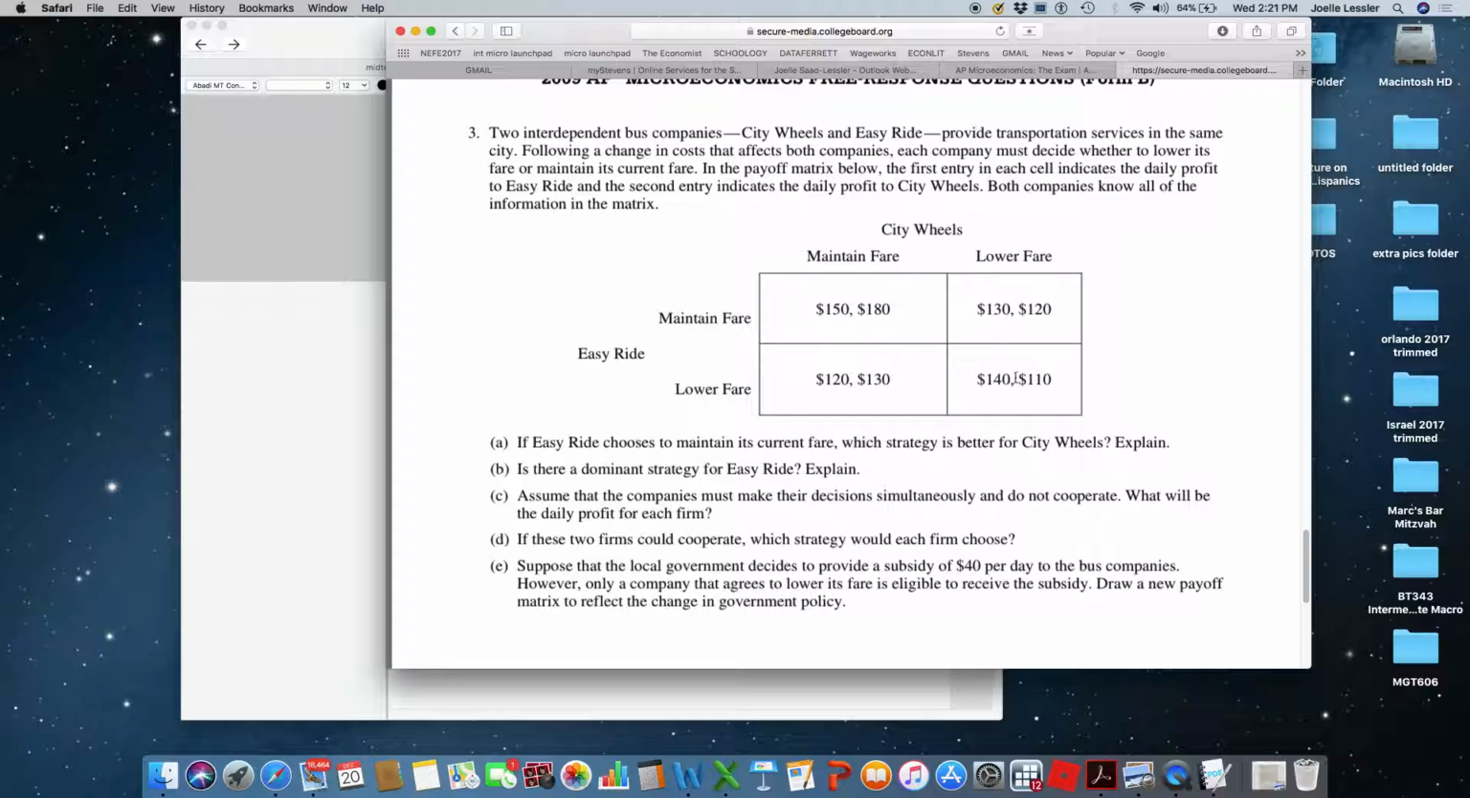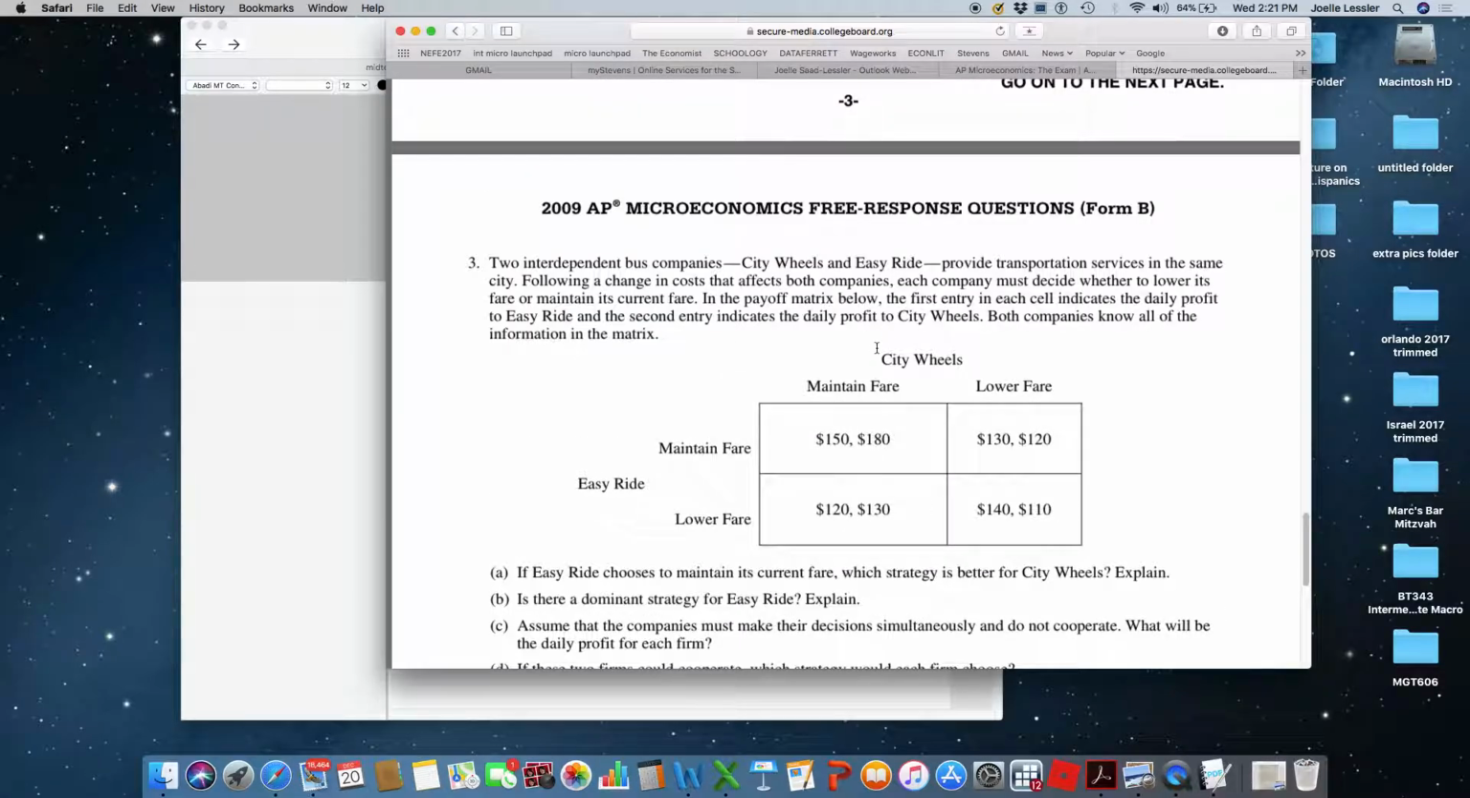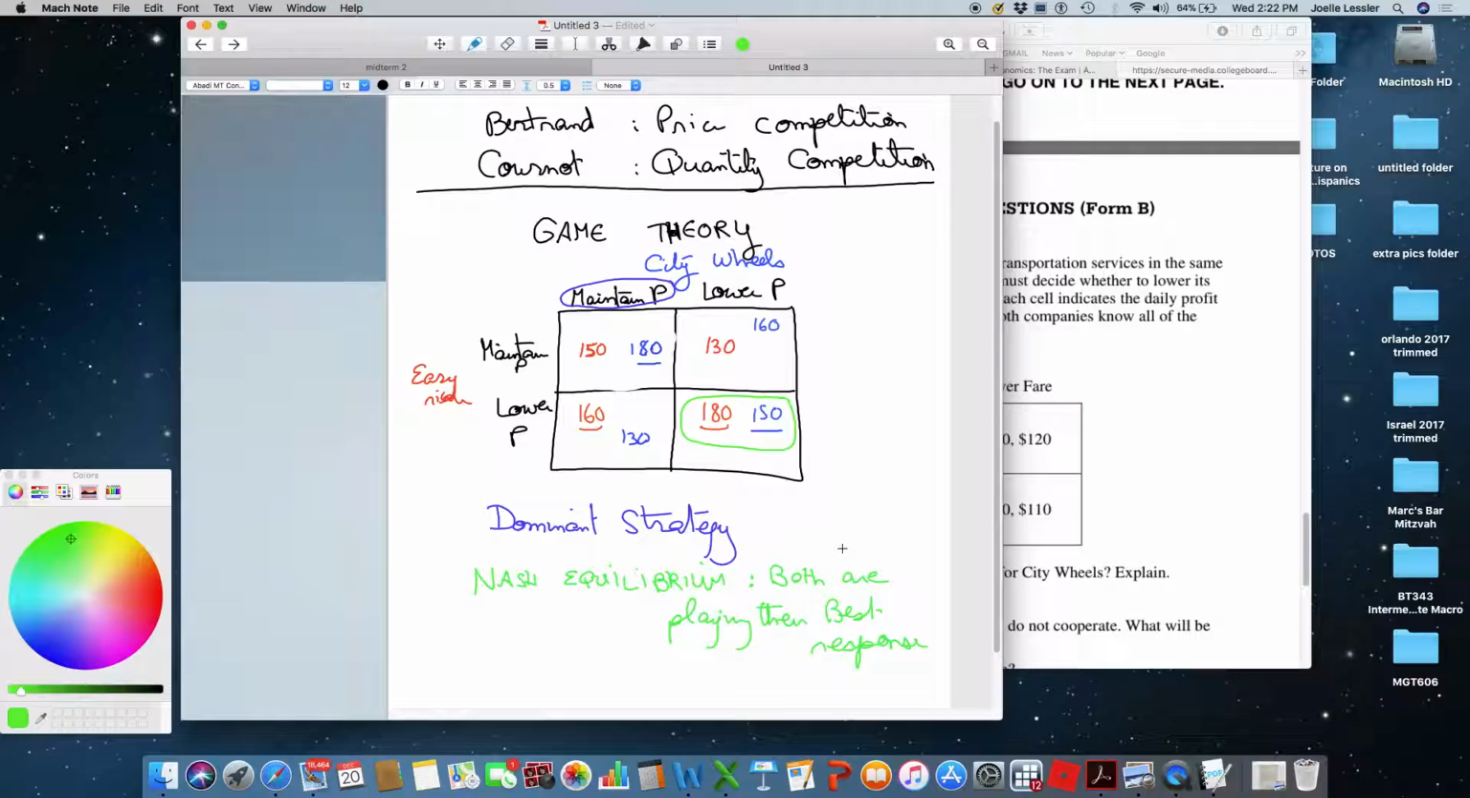You could look in the previous AP exams, look for other examples. This was 2009 Form B. So you can look through all the previous exams to find more examples of game theory and how to solve it. But the terms that you should be comfortable with are dominant strategy, Nash equilibrium, payoff matrix, okay? Yeah, that's basically the ideas you have to know, oh, and cooperative equilibrium.